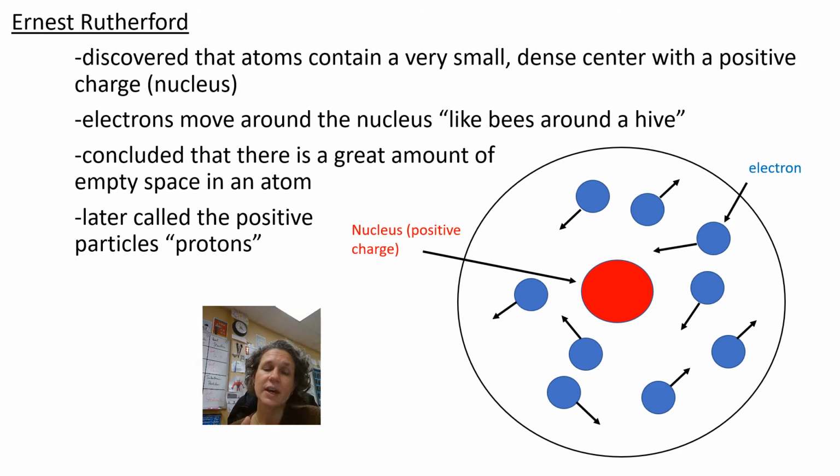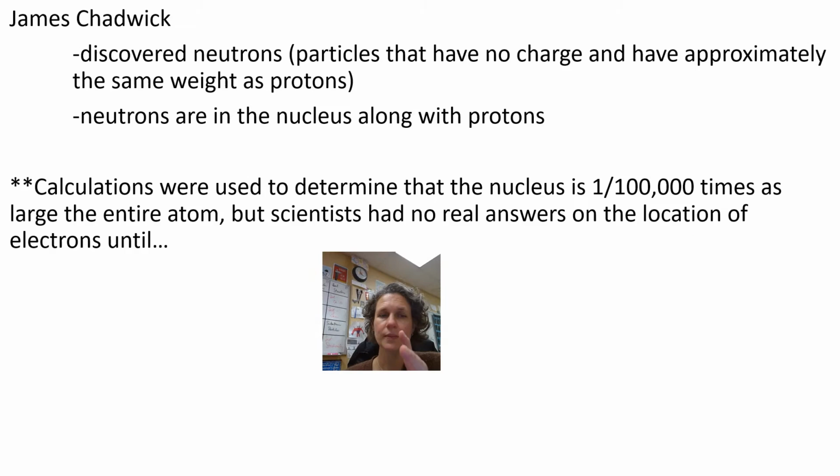And he also said that most of the atom is empty space. And so that's the ones that went straight through. Now he did also later call the positive particles protons. So we've discovered the positive in the nucleus. So we've got protons and electrons as far as the models go.